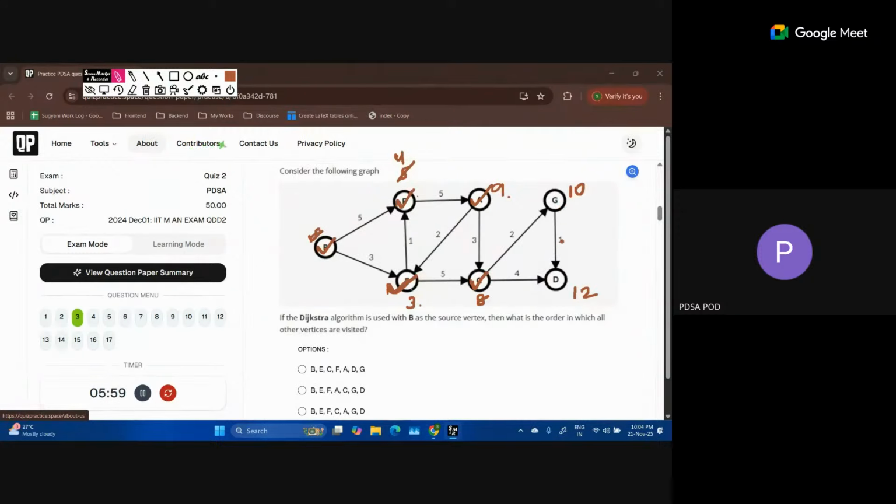10. 10 plus 1 is 11. So we make this 11. G is done. No other out edges from G. From D there are no out edges, so D is done. Okay. I hope this is okay. What else do you want to discuss?